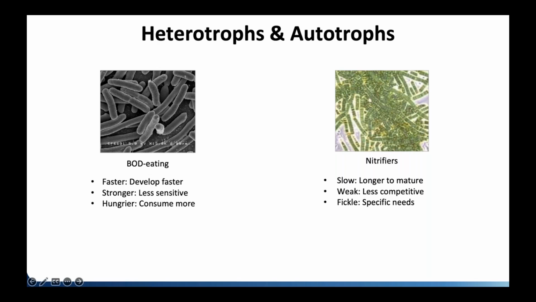And so your BOD consuming bacteria are faster, stronger, less sensitive, they consume more, and then your nitrifiers are slower, weaker, less competitive, have very specific needs. They don't like to operate out of certain ranges of parameters, things like this. And these are the two workhorses that you see in wastewater plants that are really doing the treatment for you.